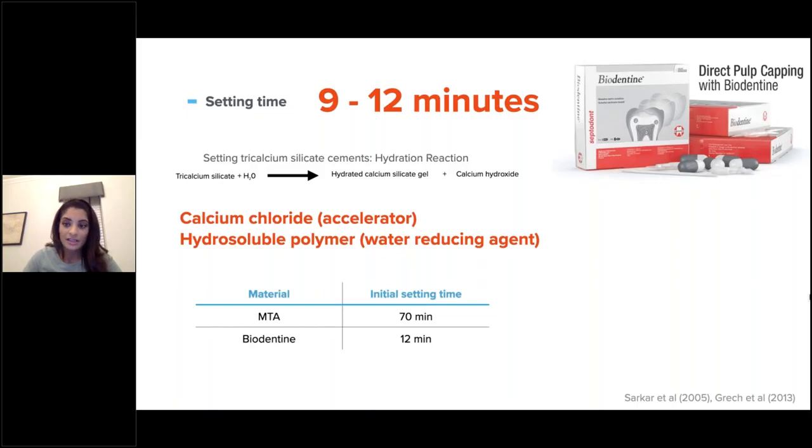And it's a big advantage because it means that we can actually finish the treatment maybe in one session compared to with MTA, where we have to put a damp cotton wool pledget onto it and return and finish treatment at a separate stage.